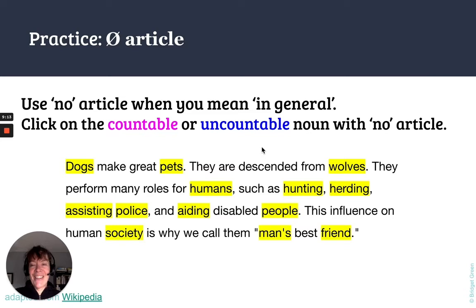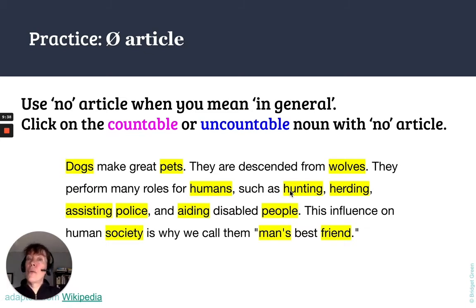Okay, let's check your answers. Whoop, there they are. Look at all those. Dogs, pets, wolves, humans, hunting. Now be careful here, hunt is a verb. Hunting here is a noun. We can say hunting is difficult. That makes it a noun.